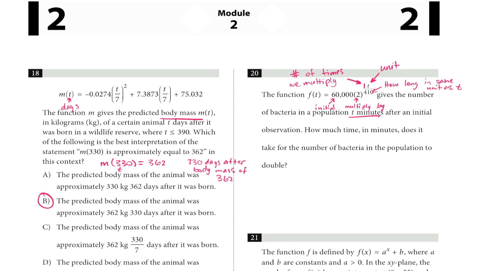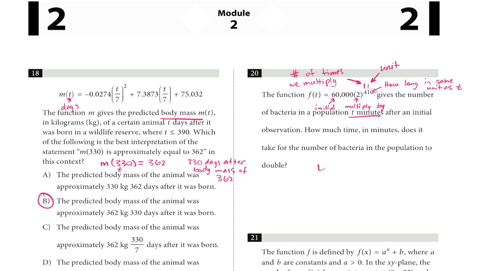So what this equation is telling us is that we initially started with 60,000 bacteria. We're going to multiply by 2 one time every 410 minutes. So the question wants to know, how long will it take for this population to double? Well, if we're multiplying by 2, that's another way of saying doubling. So we're doubling once every 410 minutes.